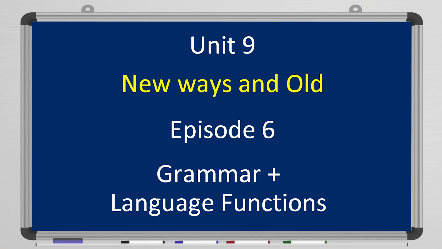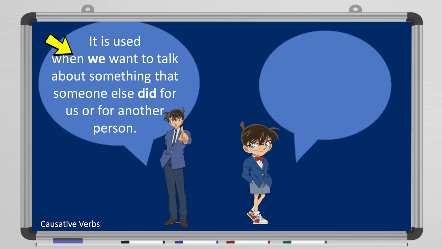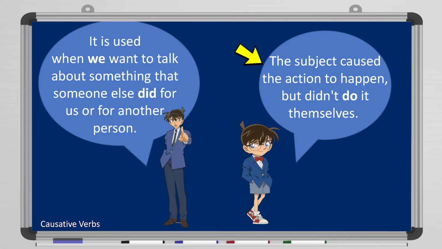Today we'll be covering a little bit of grammar and some language functions. Let's get started. Our lesson today is going to start with the causative. Do you know anything about the causative? Let me tell you something from the name. Someone causes something to happen. Basically, we use the causative when we have someone do something for us. So the subject causes something to happen but didn't do it himself or herself. That's all there is to it.